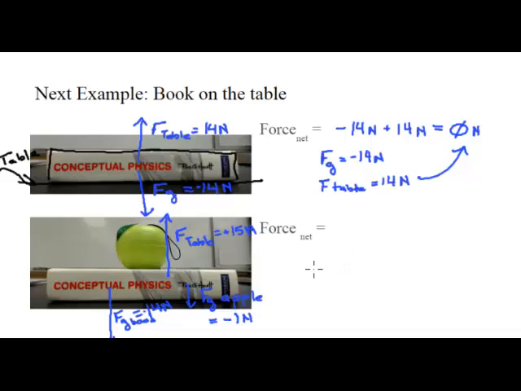In other words, I have the force due to gravity of the book plus the force due to gravity of the apple plus the force of the table. When I replace numbers for letters, I get negative 14, negative 1, plus 15. And when I do the math, I see that that equals 0 newtons.